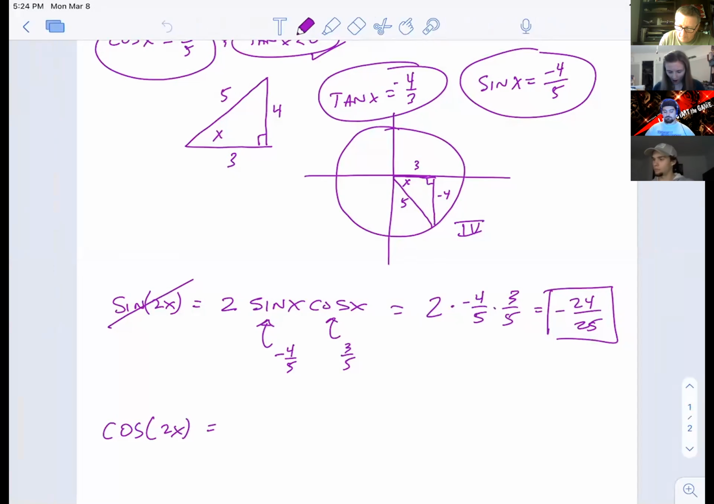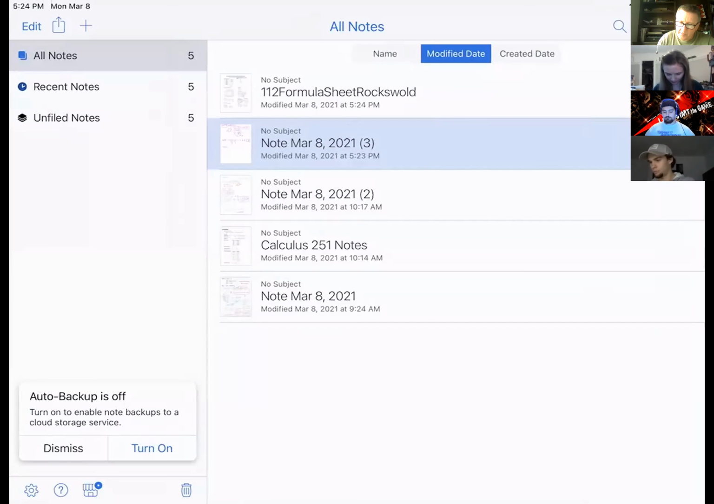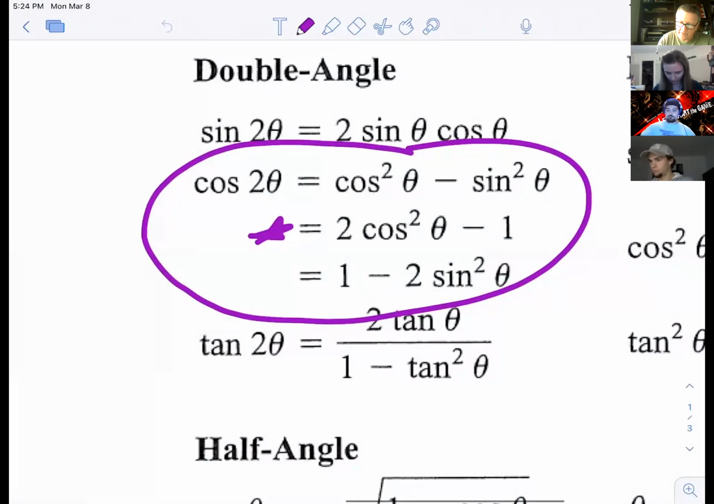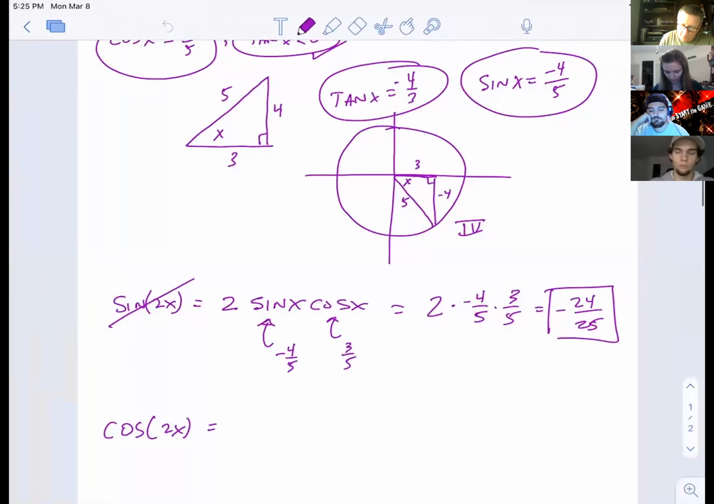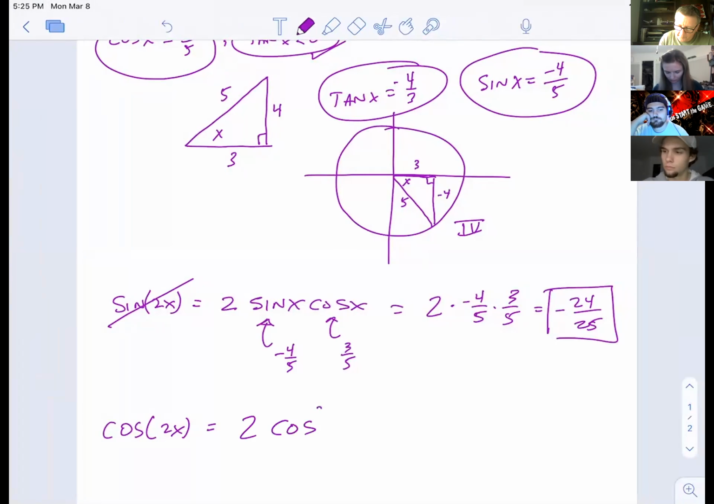Wow, I'm dumb. I went away for 2 seconds and I already can't remember it. 2 cosine squared minus 1. Except I'll rewrite it with an x. So that's 2 times, well, cosine of the angle is 3/5, still squared, minus 1.